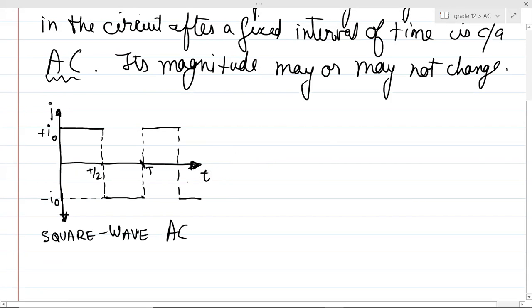So anyways, this is basically your square wave AC. Some other type I can draw. I can draw a triangular wave AC as well. What is a triangular wave AC?